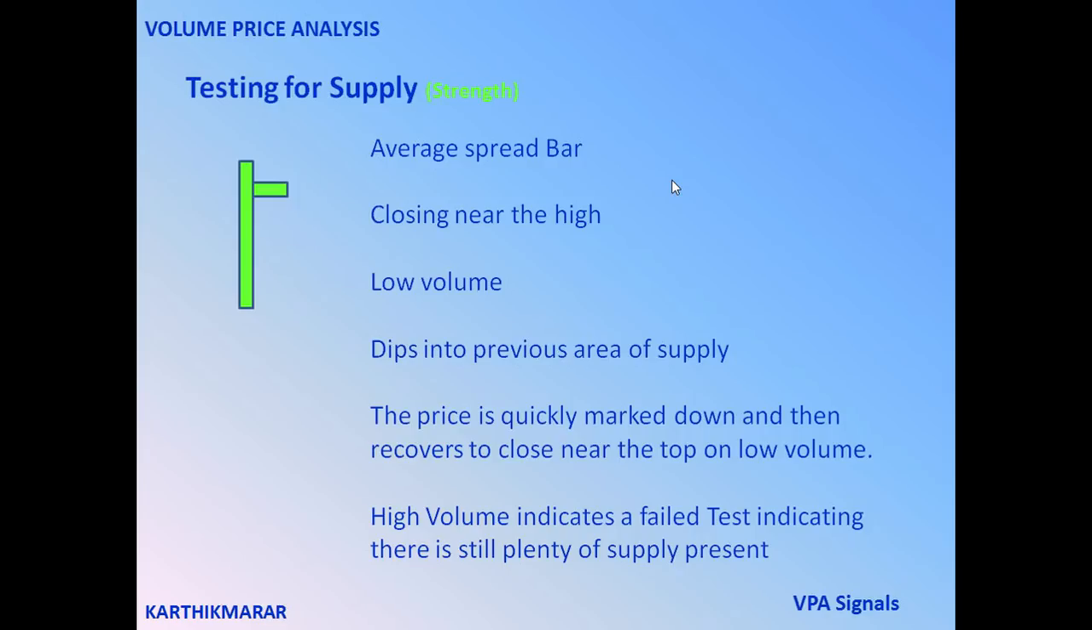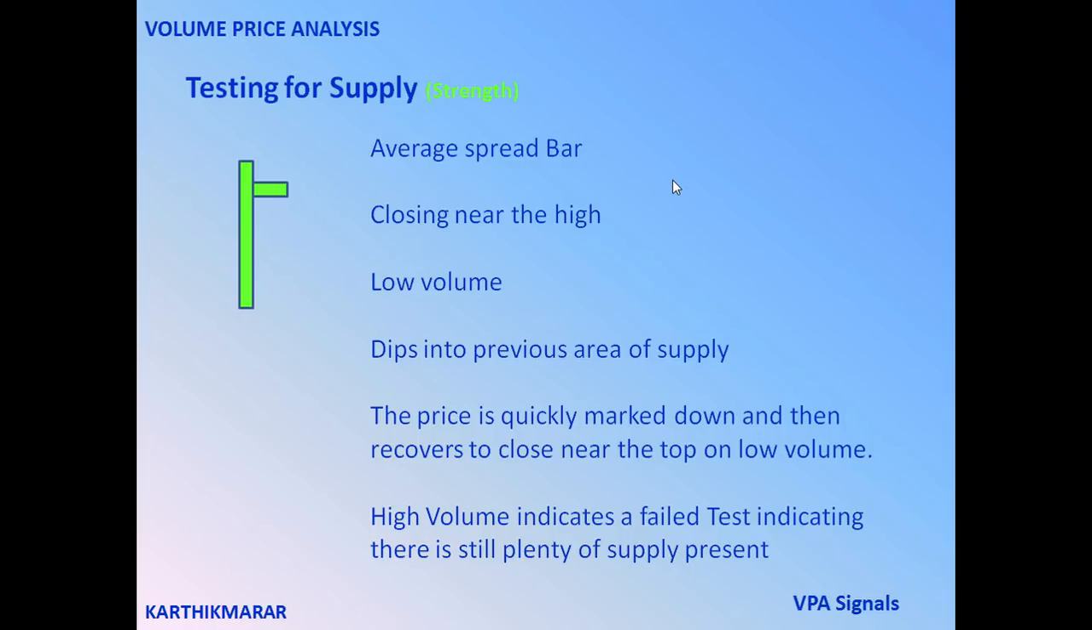In the test bar, once the smart money accumulates enough stocks, they want to see if there is supply present before they start moving the stocks up. So they need to test for the supply.